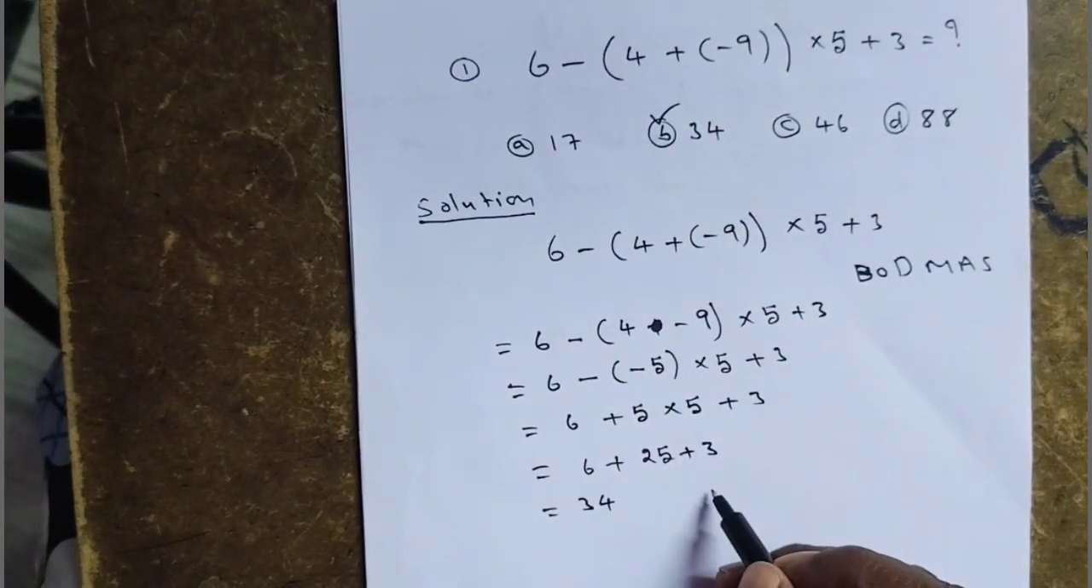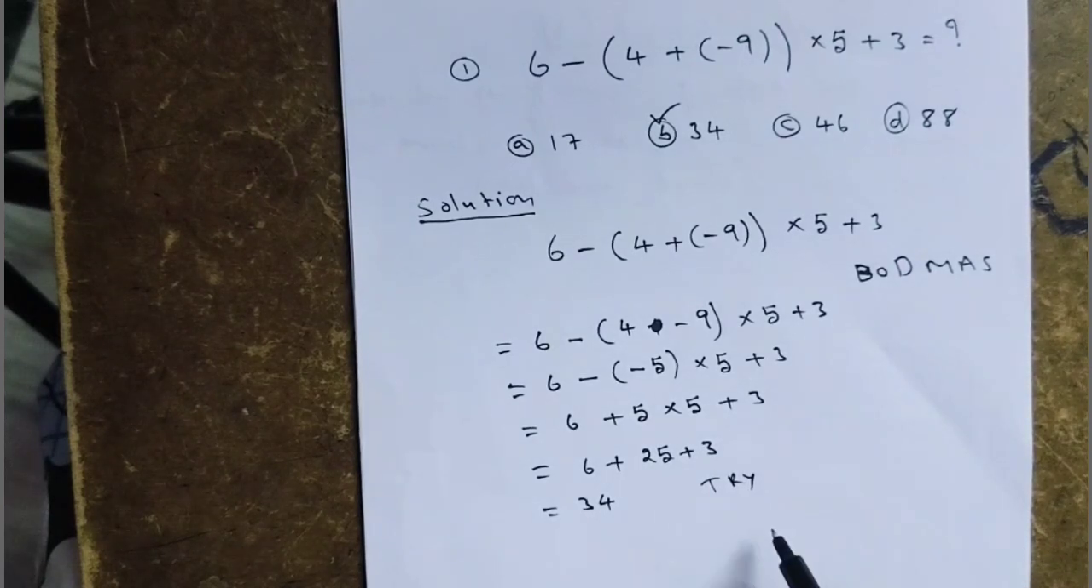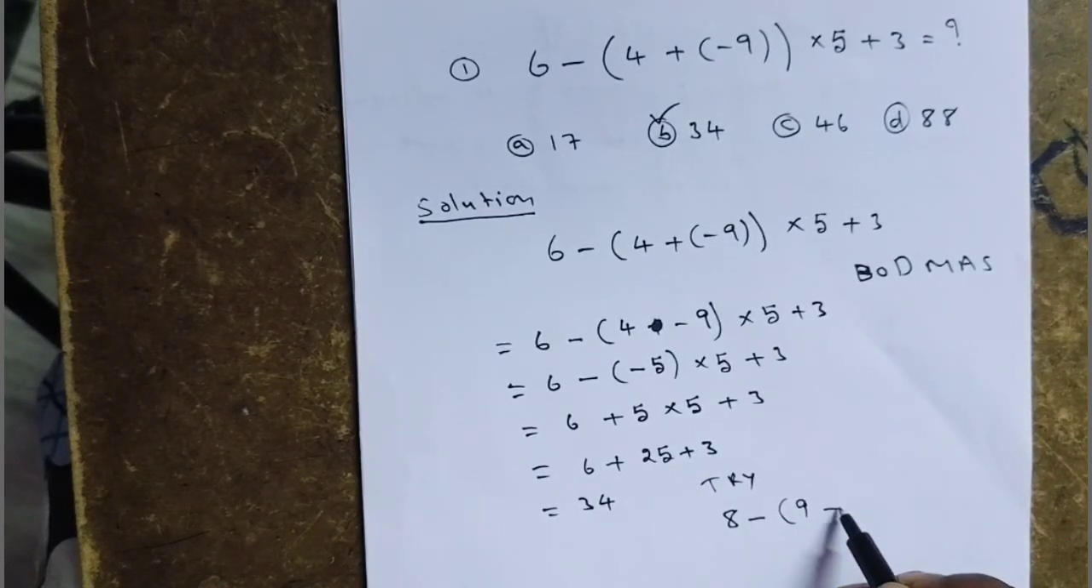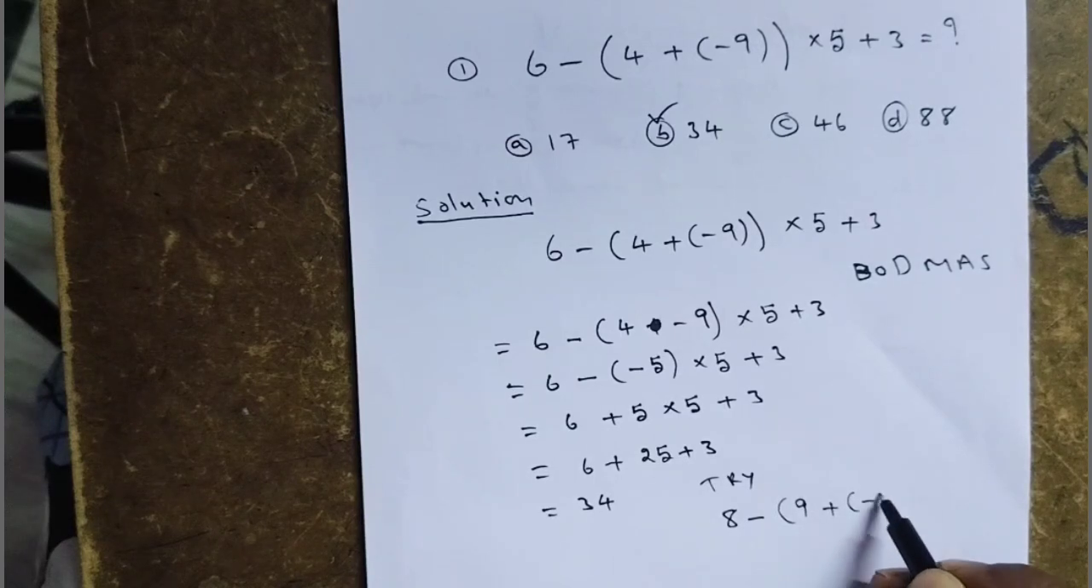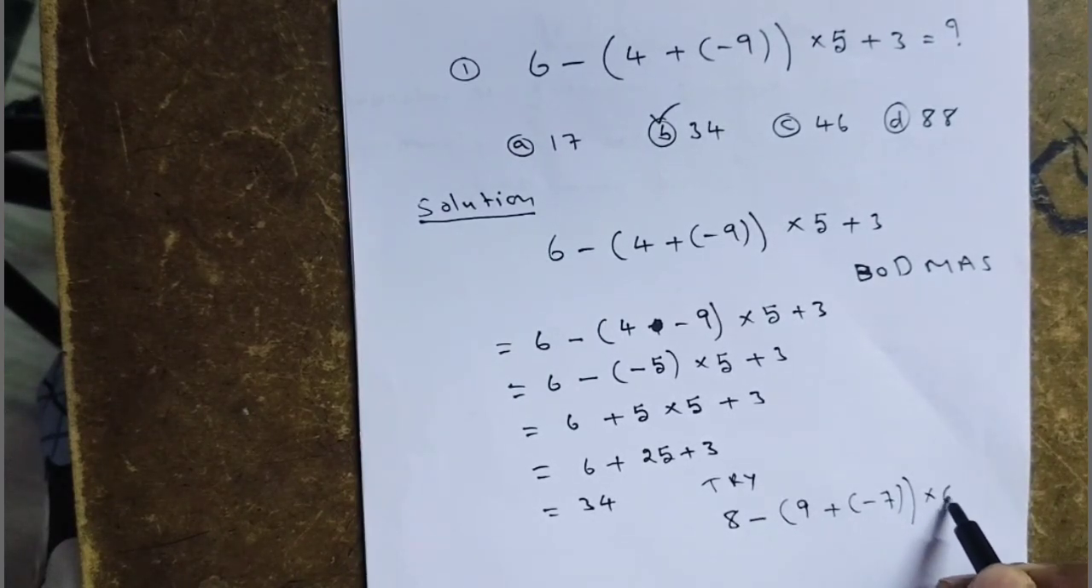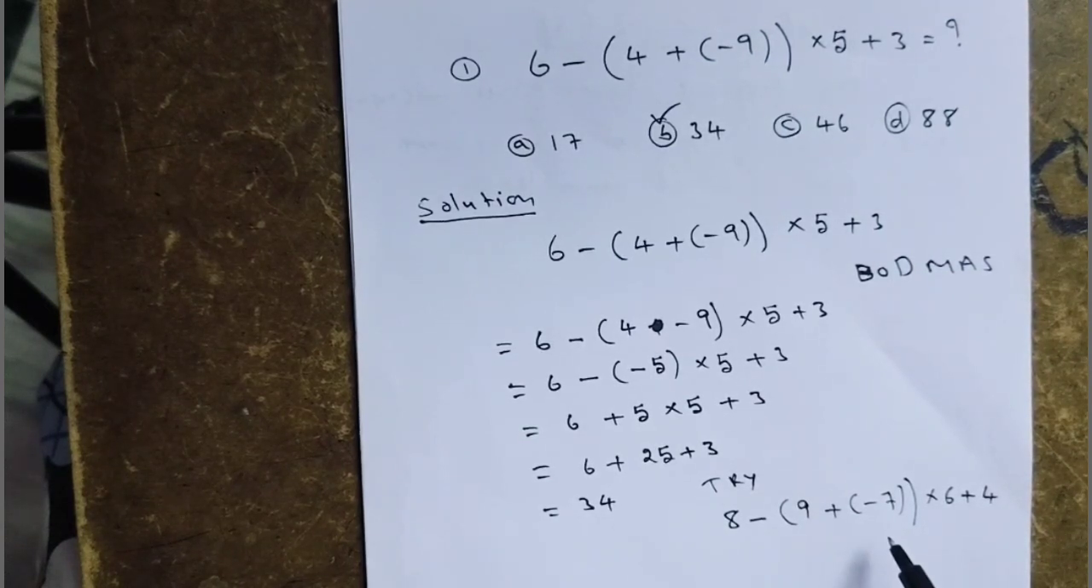Try one more. I will give you 8 minus 9 plus minus 7 bracket of bracket into 6 plus 4. After completion of the question, just comment.